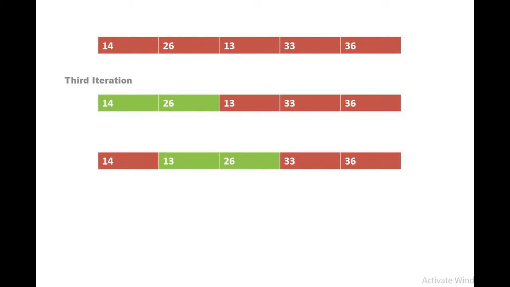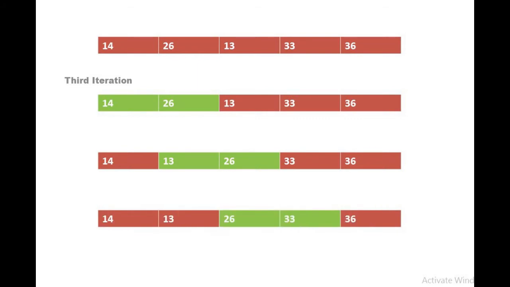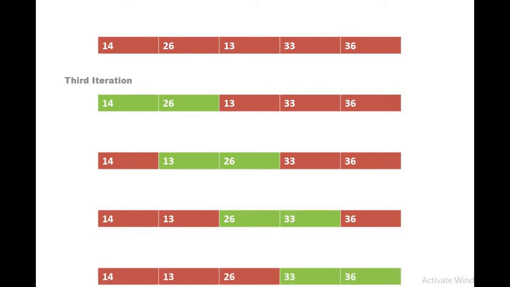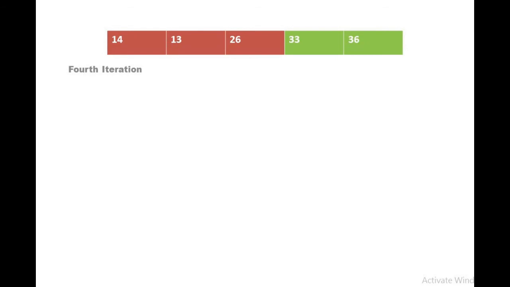Next we move to the third pair, that is 26 and 33. It is already in sorted manner. Next we move to the last two elements. It is also in sorted order. The third iteration ends here. So we move on to the fourth iteration. Before the fourth iteration, these are the values in the element list.